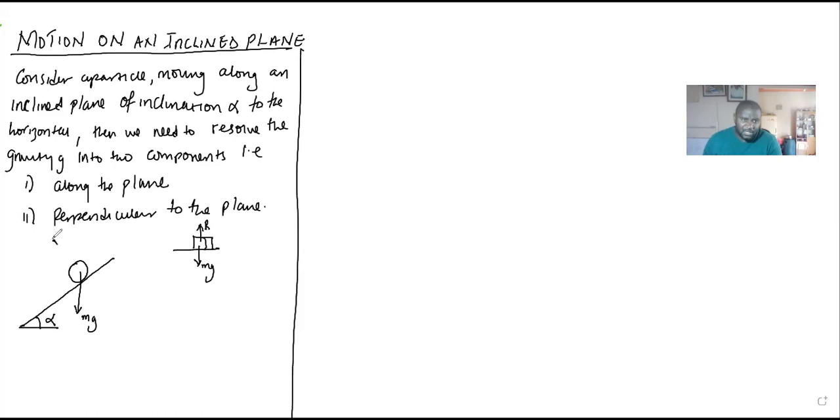So even here, we shall have a normal reaction coming from the body, which is perpendicular to the plane. If I draw a parallel line to the plane, the normal reaction R is always perpendicular to the plane. Now, we have to resolve the weight parallel to the plane, and we have to resolve the weight perpendicular to the plane. In that sense, I'm going to resolve my weight in this sense. This is perpendicular to the plane. This is parallel to the plane.